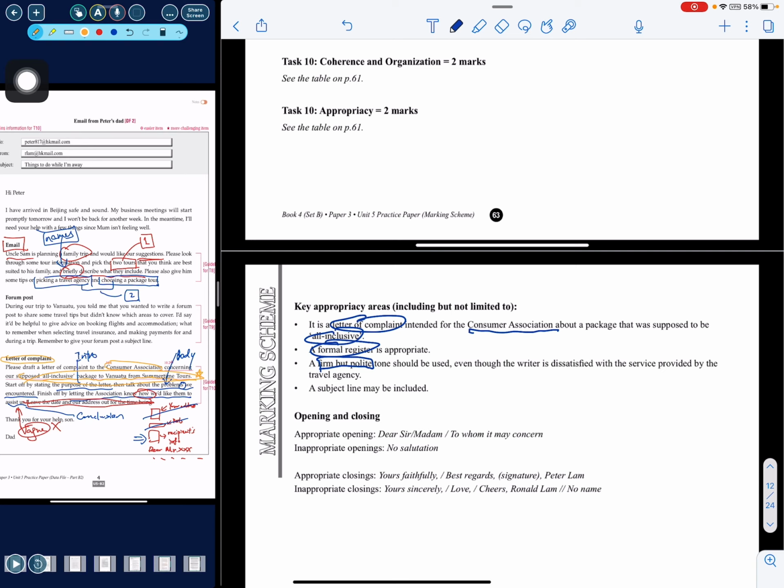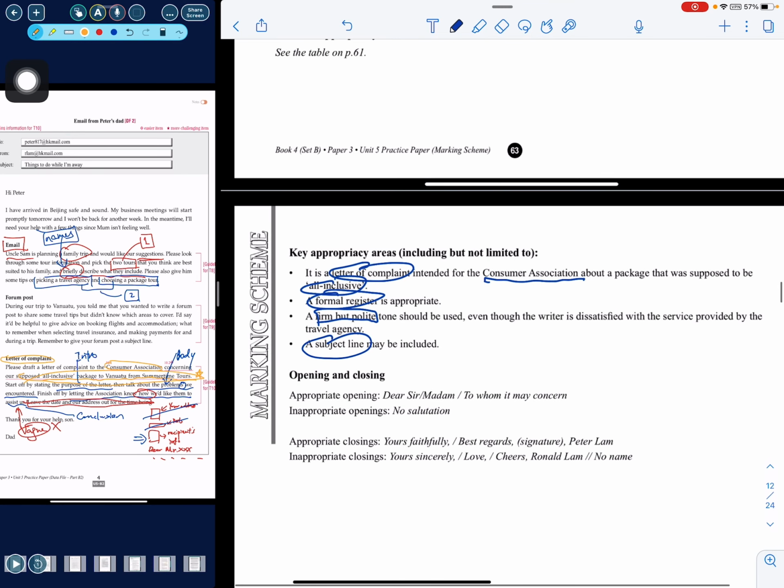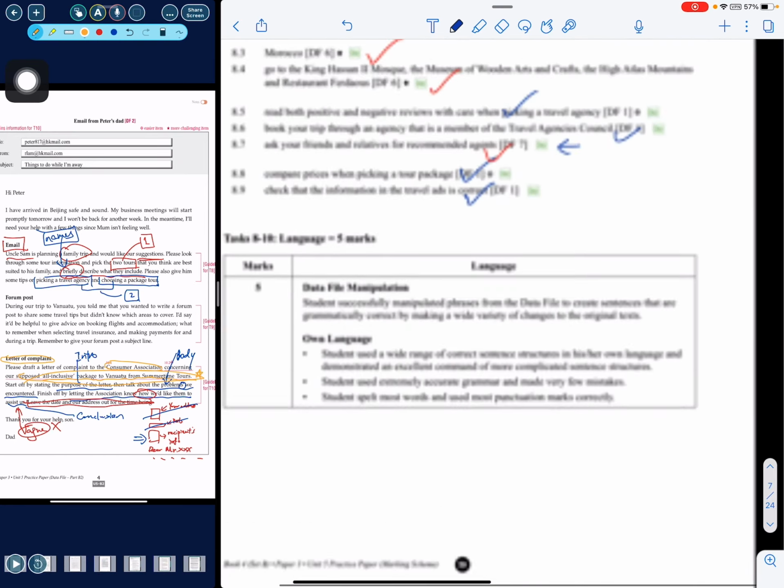Okay, and then a subject line may be included. So maybe when you write, you can write the subject line as well. But this time, you just know that you're writing to the consumer association. That's why you should not make up a person that works there. As you don't know who it is, just start with dear sir or madam, and end with yours faithfully. Or it's okay to write to whom it may concern. Or yours faithfully, best regards, and then your name. All right, so these are the things that you have to remember for the progressive part.